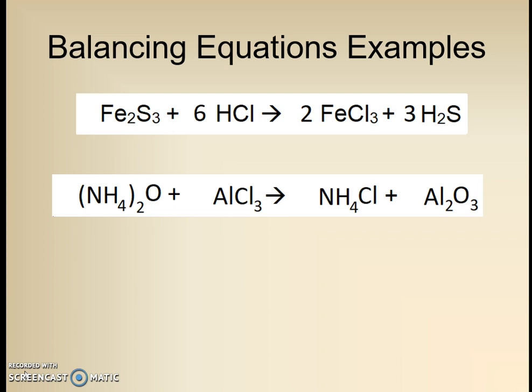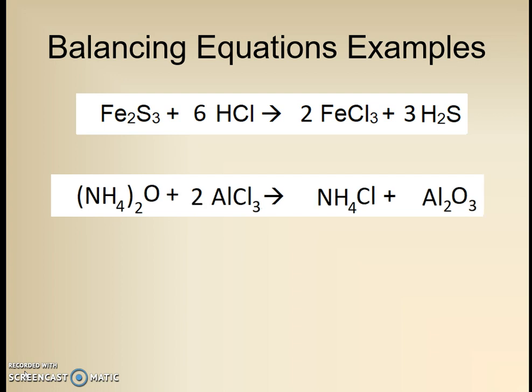And again, we could treat it as just one thing as ammonium because it isn't changing, but for this purpose, let's pretend that it is changing and see how that all works together. We also have 1 aluminum on the left and 2 on the right, and 3 chlorines on the left and 1 on the right. So let's start off and fix our aluminums.